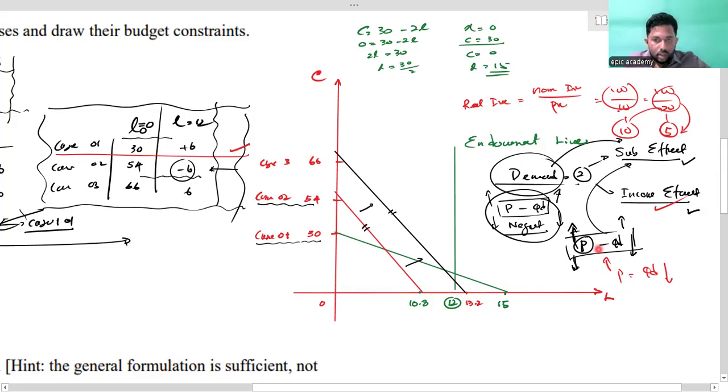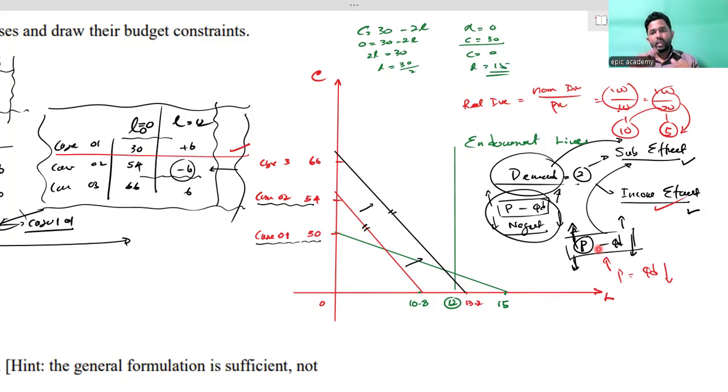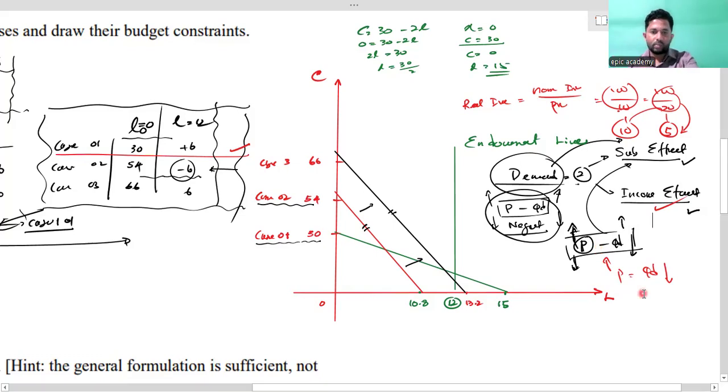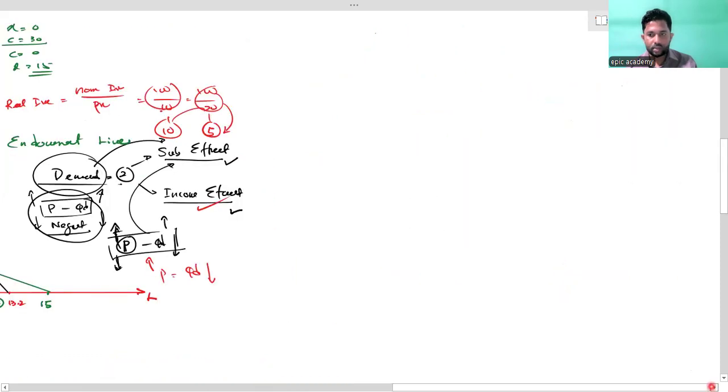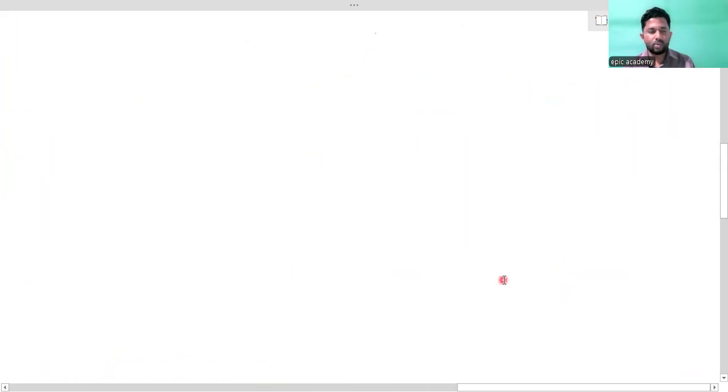So you can identify the income effect and substitution effect by using the budget constraint. Wait a minute, I will explain that using a simple example. Otherwise, you can't understand other things. The price of the apple becomes $5, and the price of the orange becomes $10. So those are the two prices.